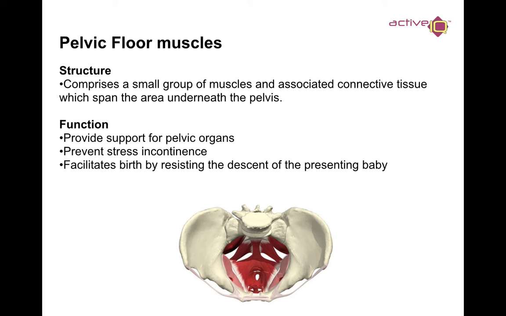They can also facilitate birth by resisting the descent of the presenting baby. So they would stop the baby, for all intents and purposes, falling out. They keep it in there, and they can aid or slow down the birthing process. Although during the birthing process they can be severely damaged, which after the pregnancy can lead to females experiencing things like stress incontinence. Although the pelvic muscles can be retrained afterwards and strengthened to help reduce the amount of stress incontinence.